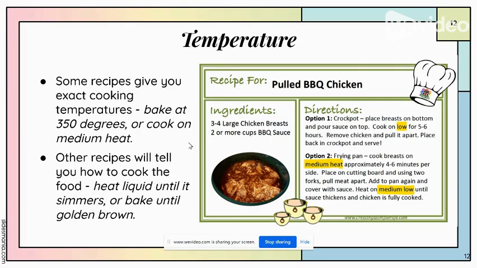All right, and then we've got temperature. Some recipes give you an exact cooking temperature. When we're baking, like we did with monkey bread, we baked it at 350 degrees. But if you're cooking, it will often say something like cook on medium heat or cook on high heat or low heat. So you want to pay attention to that so you don't burn your food. Other recipes will tell you how to cook the food. So heat liquid until it simmers, and simmers is like small bubbles, or bake until it's golden brown, a little brown on the top.